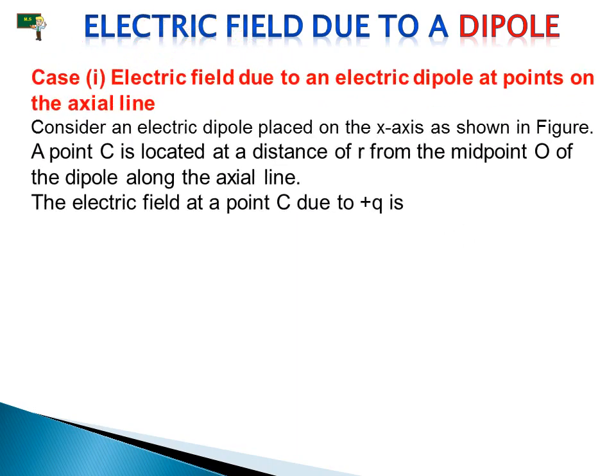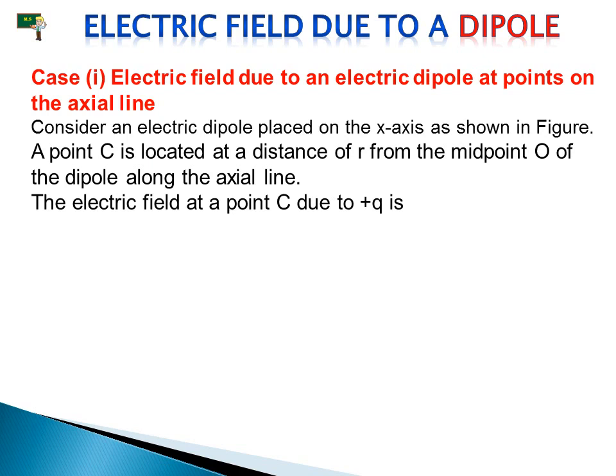Now let's move to the electric field due to a dipole. I think you all have an idea about the dipole. If you have any doubts, please send them. Okay, that's not a problem. Now let's see two cases here. First, the electric field due to an electric dipole at a point on the axial line.